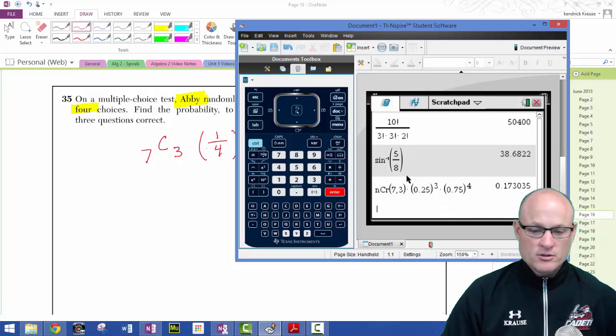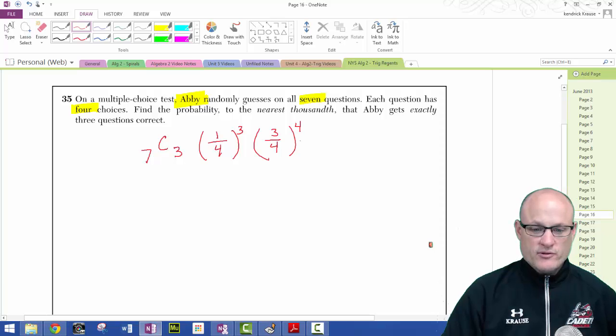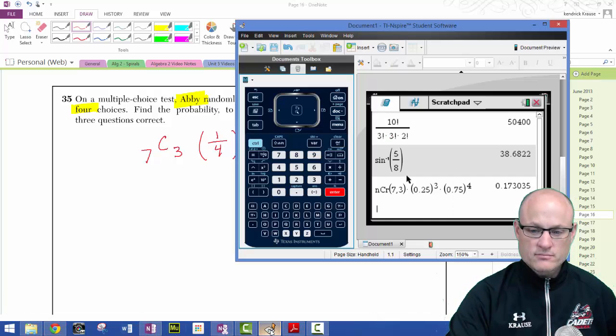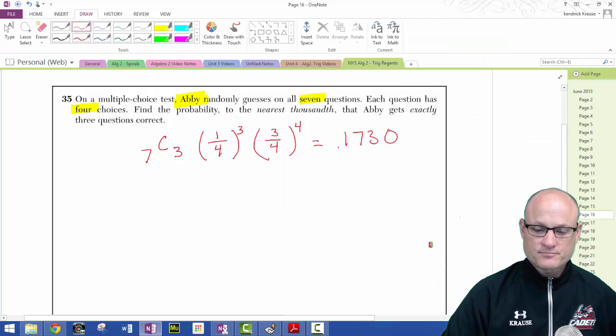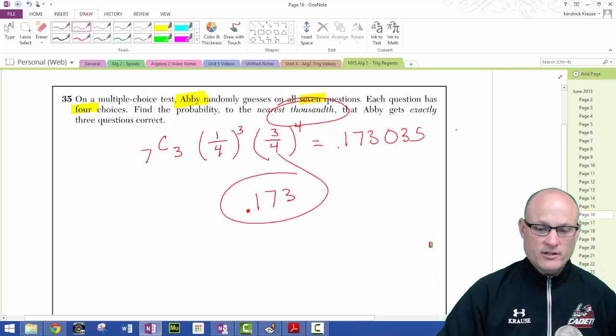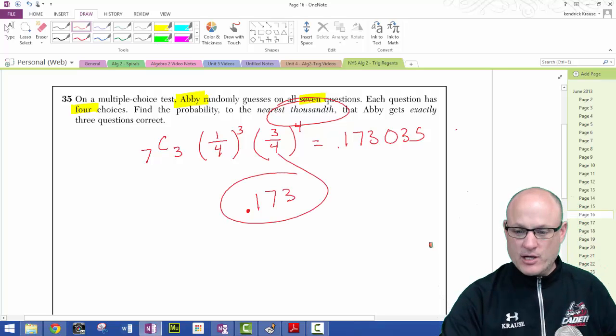0.1730. I'm not going to use that. So this is equal to 0.173035. So it wants it rounded to the thousandths place, which is 3 decimals, 0.173. There it is, kids. Done. That problem's over with. Moving on up.